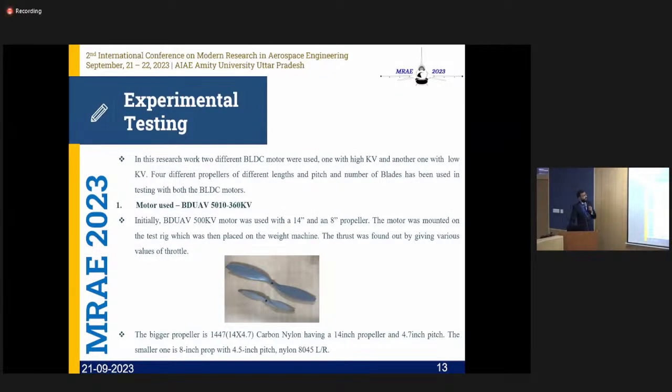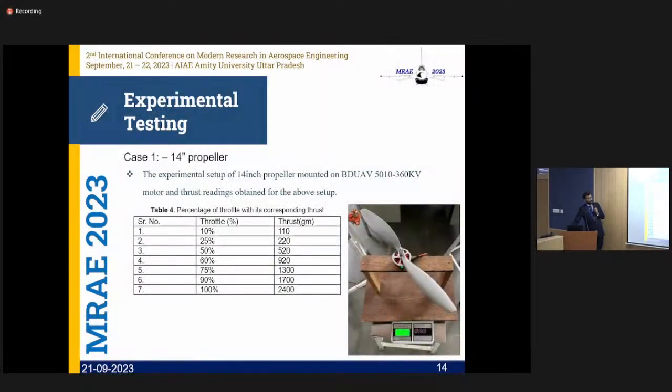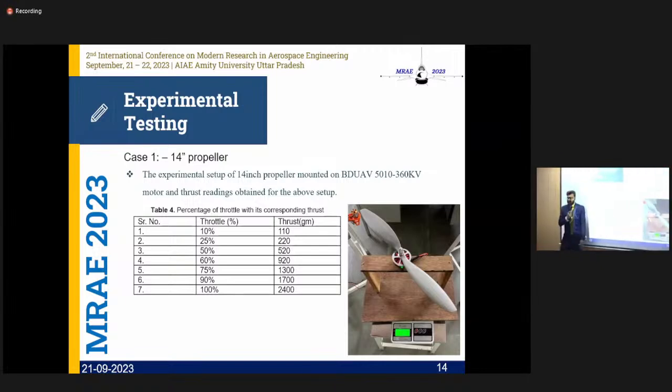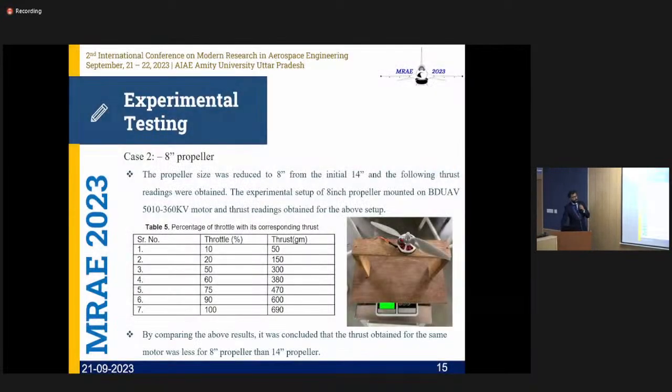So we have a bigger propeller and a smaller propeller. Which one should I go for? Let us put this on the 360 kV motor and check. In the case of a 14-inch propeller, we are able to get at 100% full throttle up to 2,400 grams, that is 2.4 kg. Whereas for a smaller propeller with the same motor, I am able to achieve only 690 grams. Of course, the propeller blade area matters.